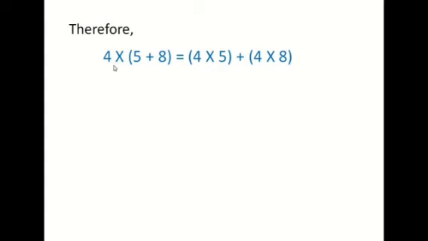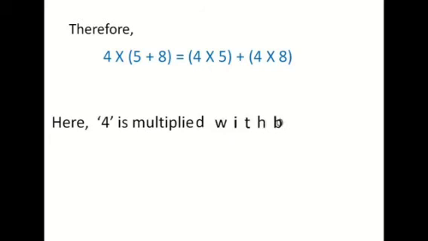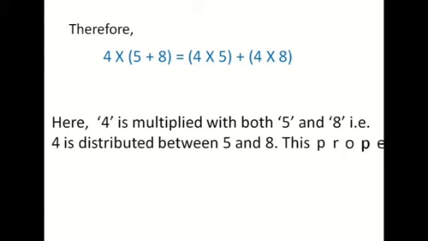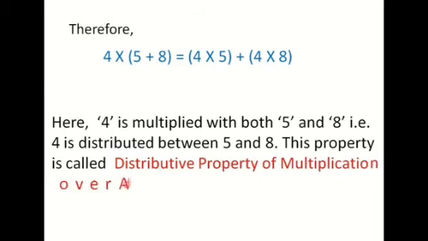Here 4 is multiplied with 5 and 8 both. So we say mathematically that 4 is distributed between 5 and 8. This is one more new property of multiplication, and it is known as the distributive property of multiplication over addition. So this property is called the distributive property of multiplication over addition.